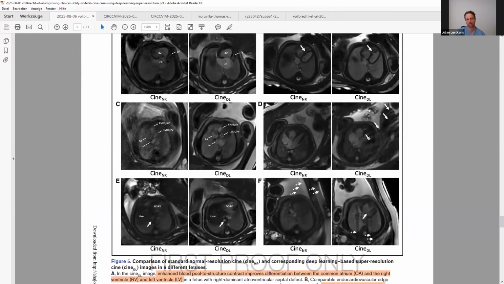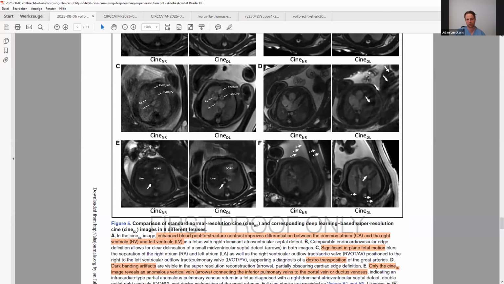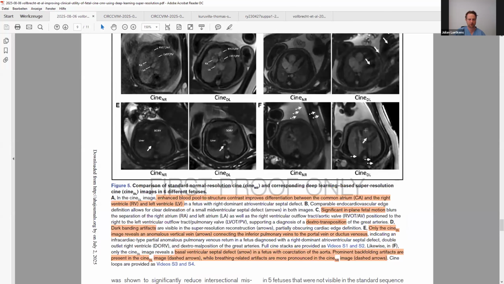some examples of the pronounced imaging artifacts due to the deep learning reconstruction. We can see here dark banding artifacts, and also in this picture under F, there is a prominent backfolding artifact, and due to the denoising and also the sharpening, it gets more pronounced in the image than it would normally be in a normally reconstructed image. But this was observed more frequently, and of course these artifacts can degrade the diagnostic quality if they are in specific locations.